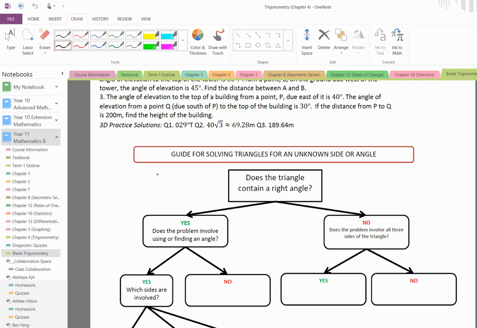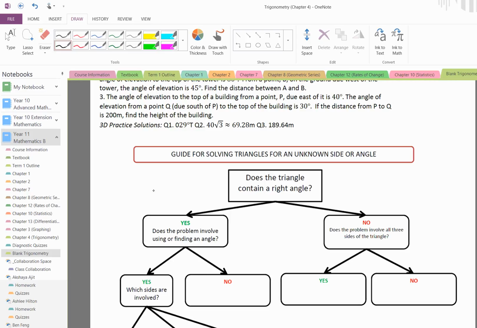Okay, so where we're at so far is, does the triangle have a right angle? Yes. Does it involve finding an angle or using an angle? All the ones we've looked at are yes, so you can write in here the three rules. Write the cosine one, hopefully neater than I have, and the tan rule as well.